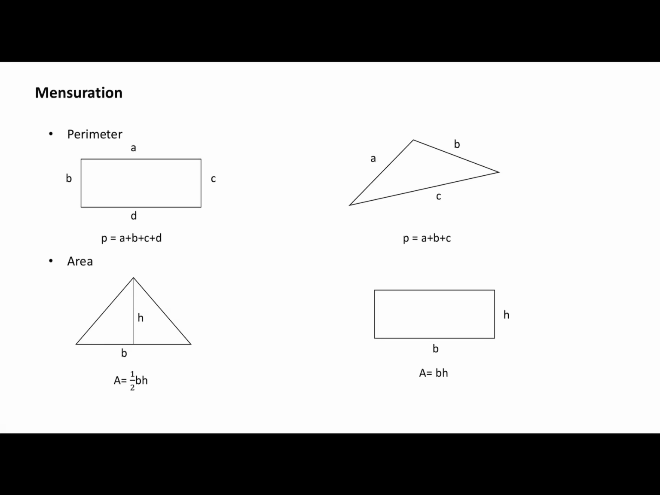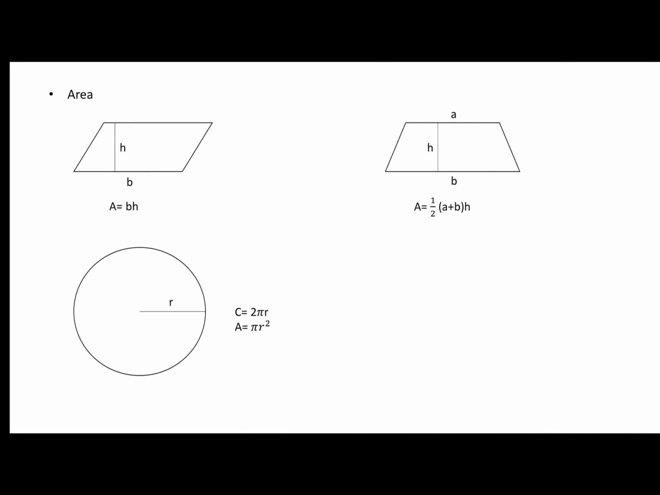So you can see that the perimeter of this rectangle is a plus b plus c plus d, and the perimeter of this triangle is a plus b plus c. The area of a triangle is one half times base times height. So you can say that A equals 1/2 bh. And for a rectangle, it's just base times height, which is A equals bh.